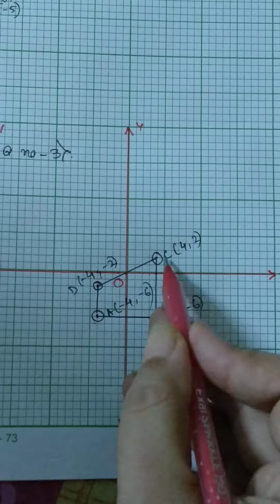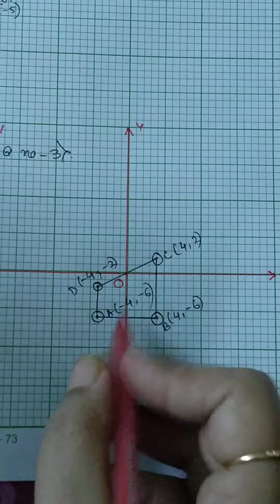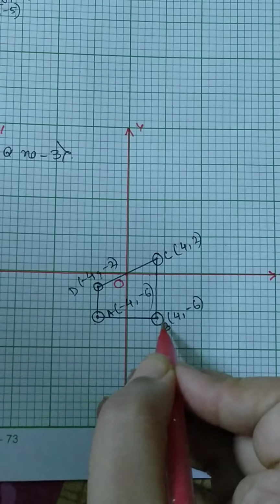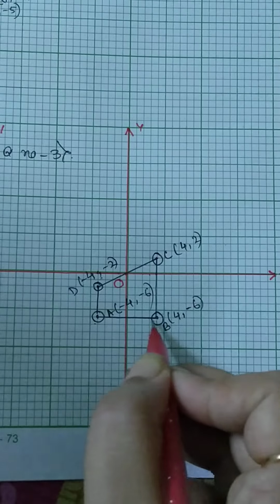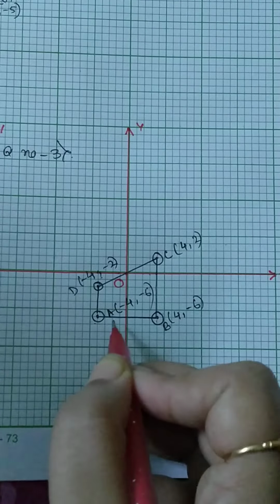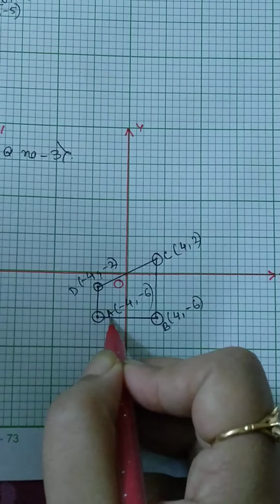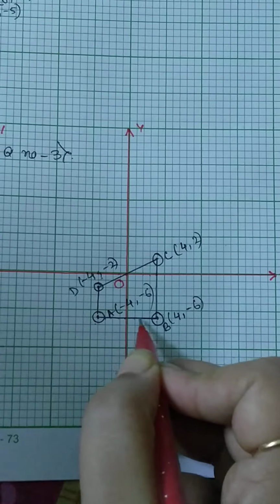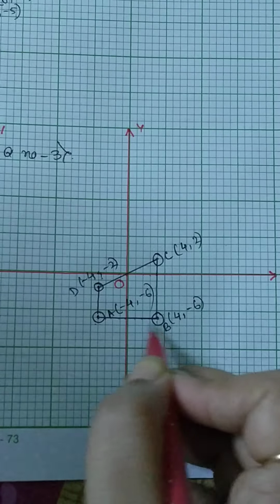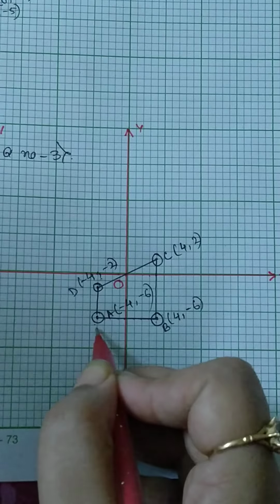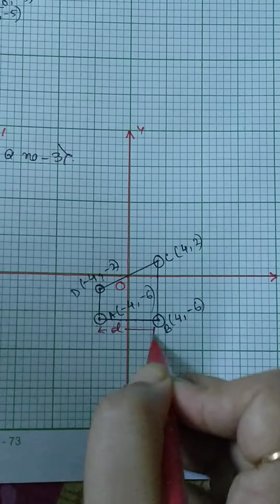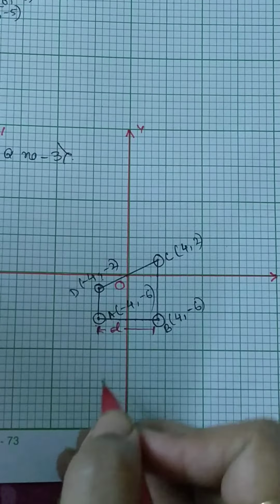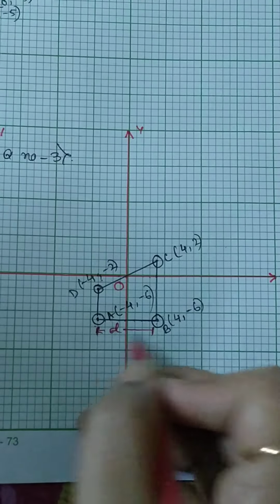AD and BC are the two parallel sides. So how can you find the height between them? See, count how many grids, how many units: 1, 2, 3, 4, 5, 6, 7, 8. So it is 8 units. The distance between these two parallel sides is 8 units. So this is the height.